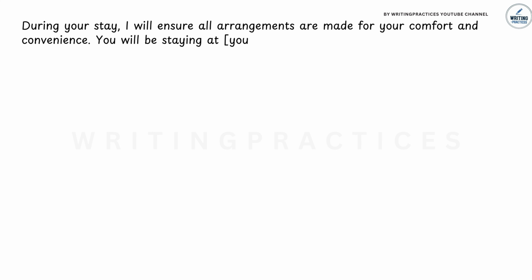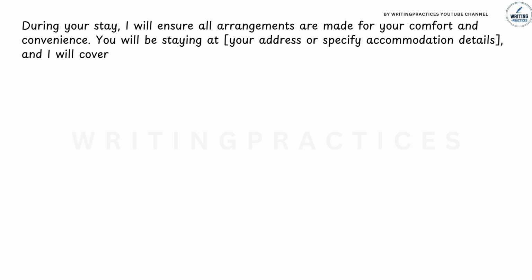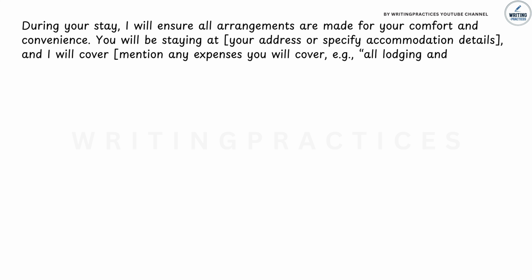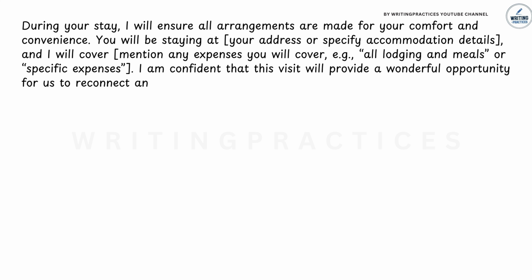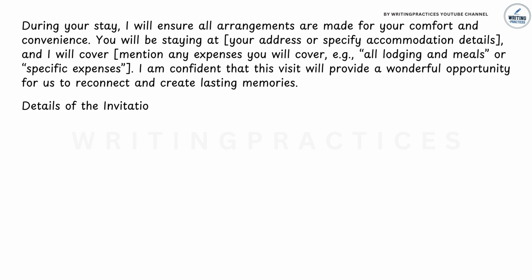During your stay, I will ensure all arrangements are made for your comfort and convenience. You will be staying at your address or specify accommodation details, and I will mention any expenses you will cover, such as all lodging and meals, or specific expenses. This paragraph is your opportunity to reassure both the recipient and the visa officers that the visit is well planned and supported. For example, you will be staying at my home at 123 Main Street, New York, and I will cover all lodging and meal expenses. Adding this level of detail shows that you've considered all logistical aspects.